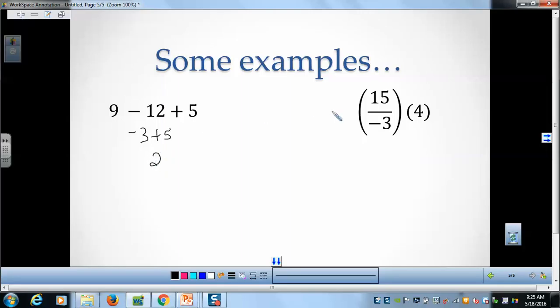Now when we look at this problem, once again, we have a division problem inside of our grouping symbol here, and we have multiplication here. So we look inside of this, and we need to take care of this division. 15 divided by negative 3 is negative 5.